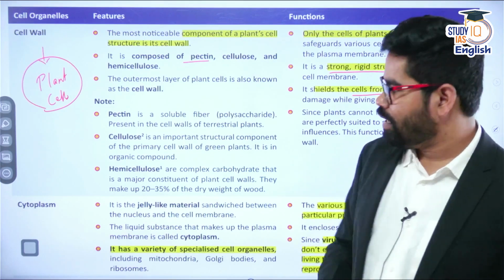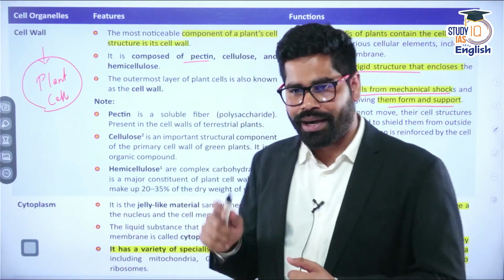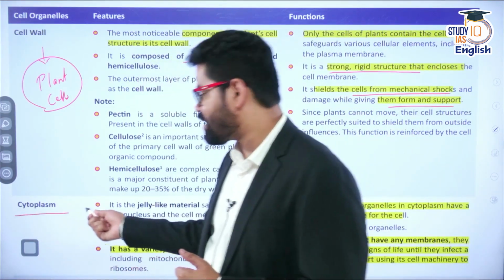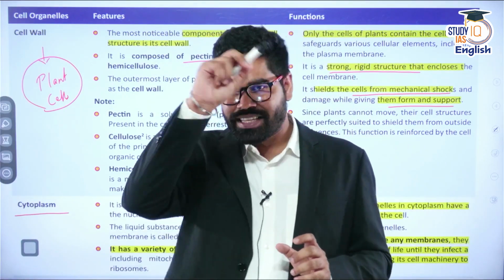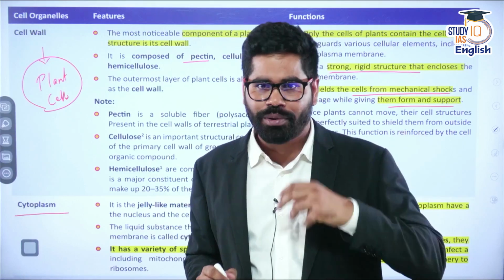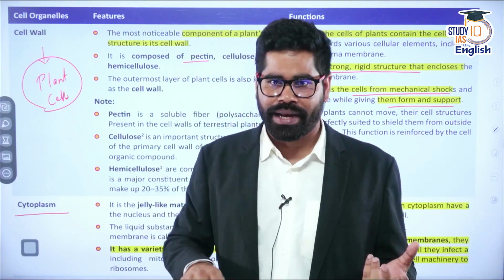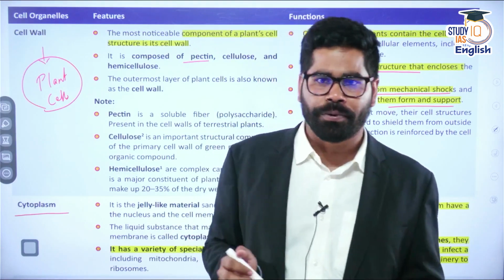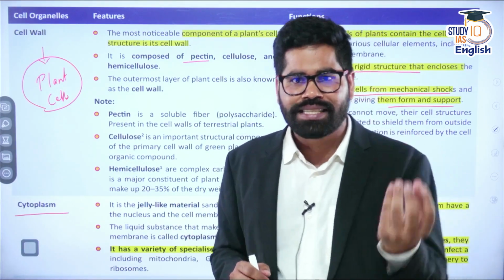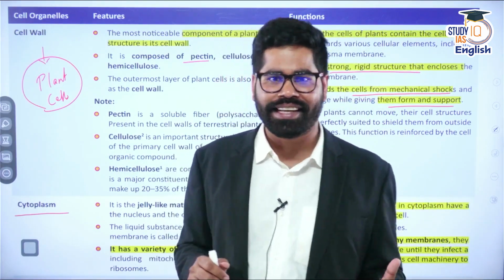Then after the cell wall, we have another component called cytoplasm. Basically, if we look at any cell, there is one cell membrane. Inside that cell membrane, there is a semi-fluid system which consists of many cell organelles.